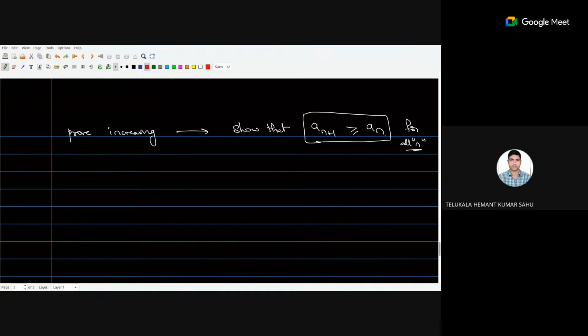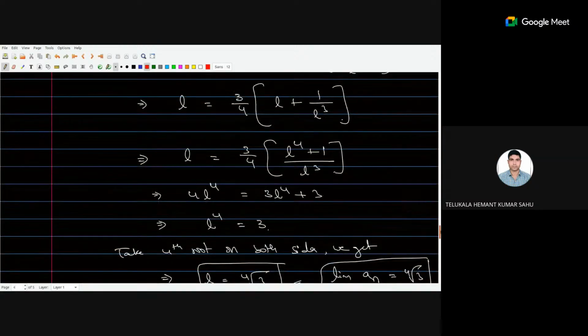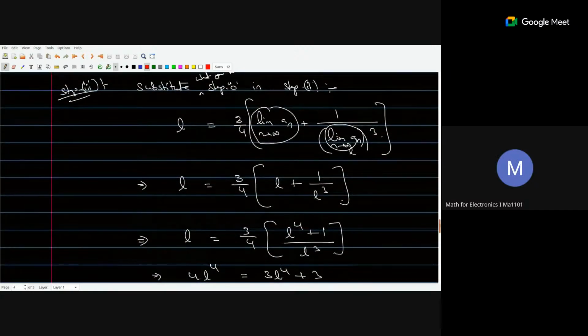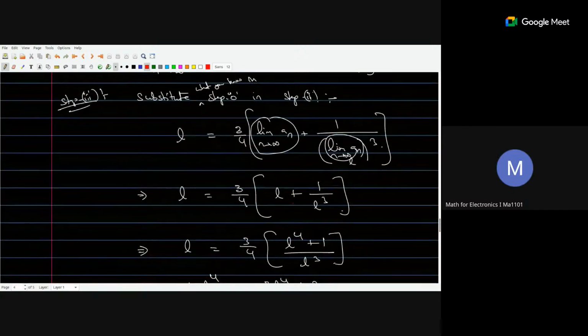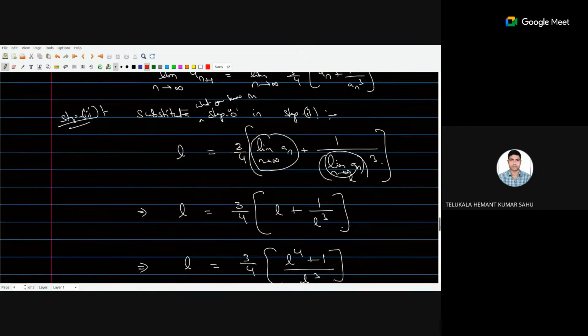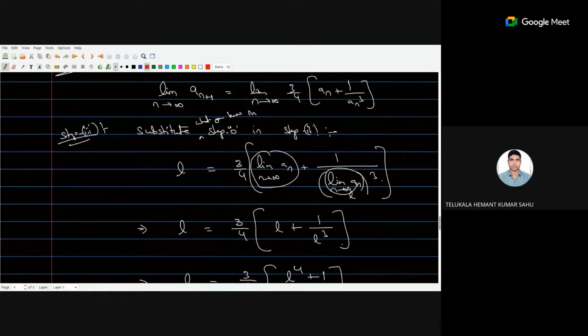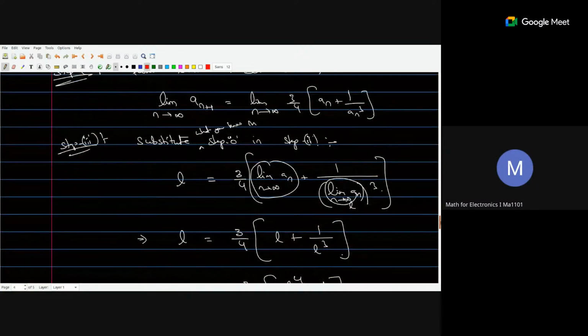Sir, where L and L plus 1 by L cube came, that step, sir. Please explain. Which one? This one, sir. From the beginning, from substitute, next step, sir. Step 3, sir. Okay. Step 3, you just have to do this.